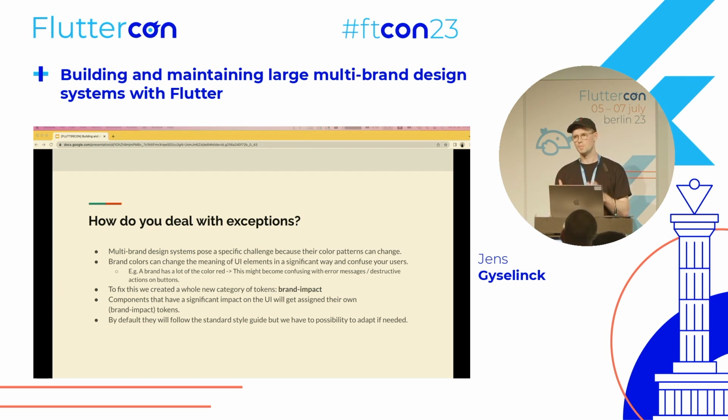And these brand impact components get their unique token set applied to them. By default, these tokens will just follow the normal style guide that you apply. So by default, we just apply the primary color to the button tokens, for example. But if you run into a case where your color is yellow, you can override this brand impact token, which is unique for that component, while leaving the rest of your design system unaffected. You might as well call these brand impact tokens just exceptions, but we don't really like the name exceptions in a well-organized system, so we went with brand impact tokens.